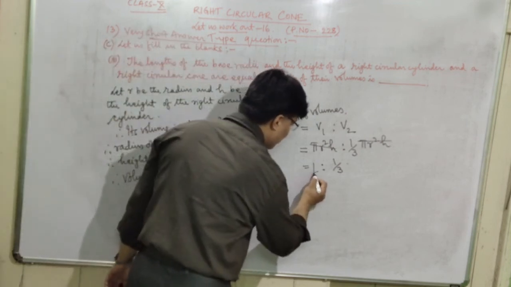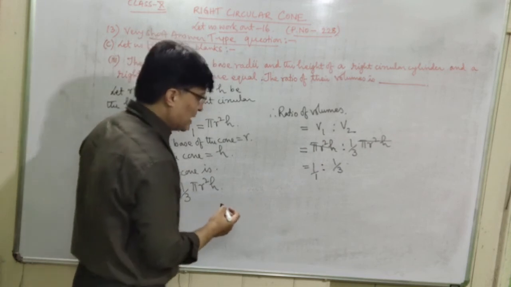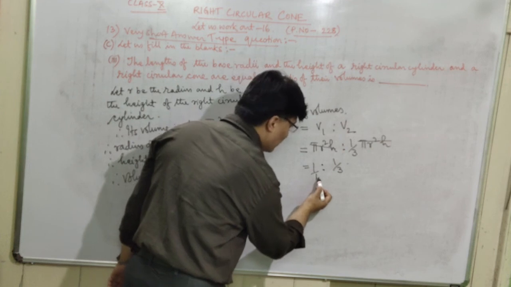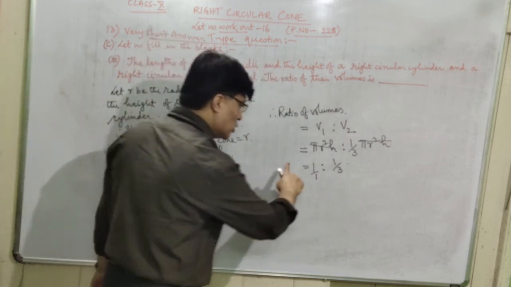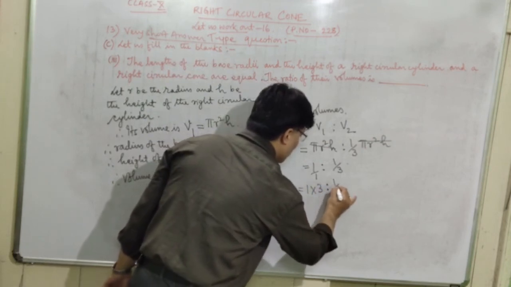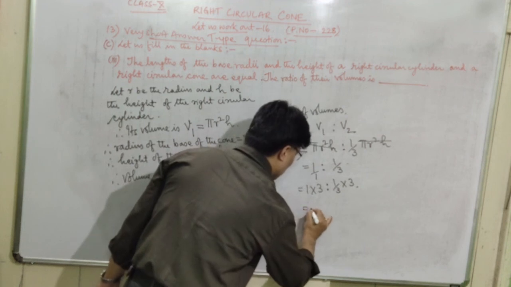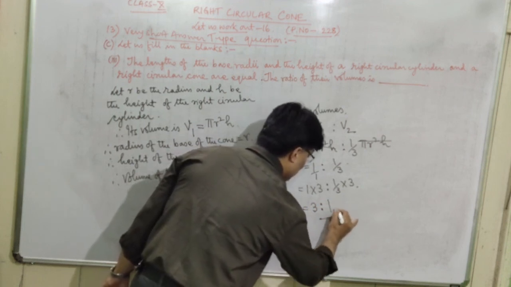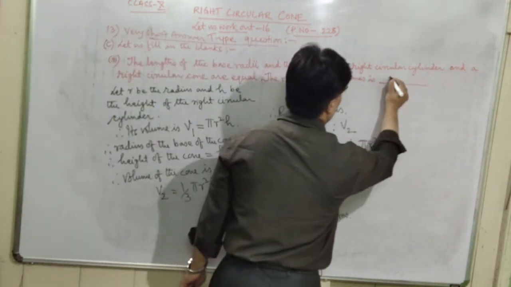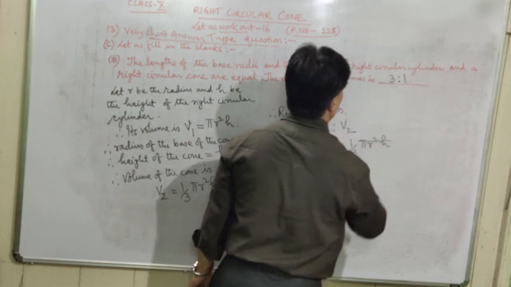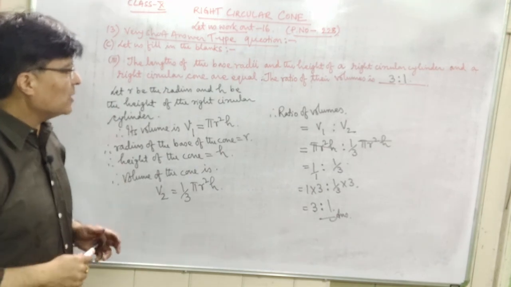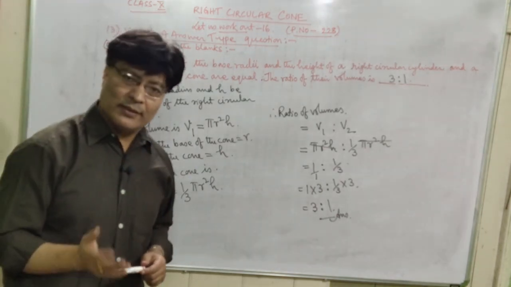But you have to convert this fraction into whole numbers. So what is the method? Below 1 there is 1. Now take the LCM of these denominators. What is the LCM of 1 and 3? It is 3, you know that, isn't it? So multiply both these numbers by 3. So 1 into 3 is to 1/3 into 3, which is equal to 3:1. So the ratio of the volumes will be 3:1. So here fill in the blanks. You can write 3:1. So the ratio of the volumes is 3:1. So I think you have understood it.